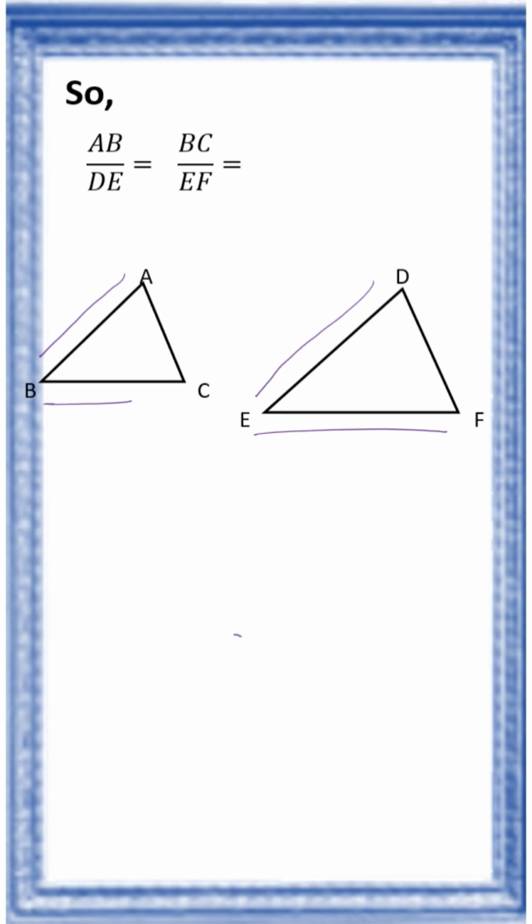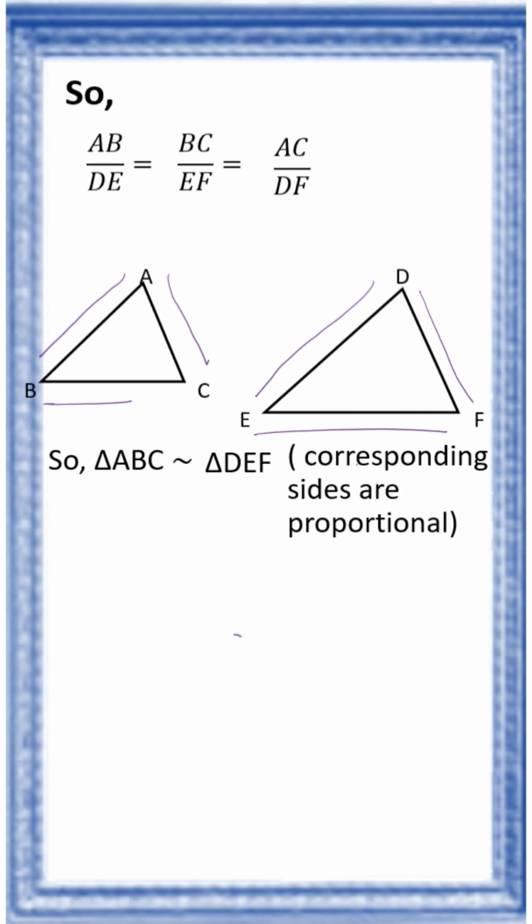Okay. Similarly, we can prove that BC by EF. Okay, you can finish there only, and you can write like this. Then AB by DE is equal to BC by EF is equal to AC by DF. So triangle ABC is similar to triangle DEF. Corresponding sides are proportional. Hence proved.